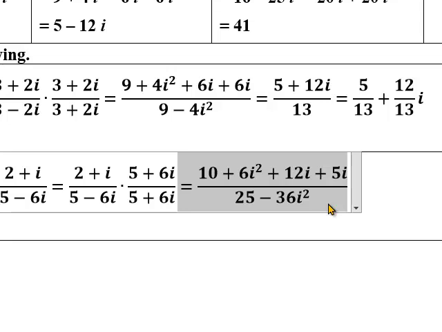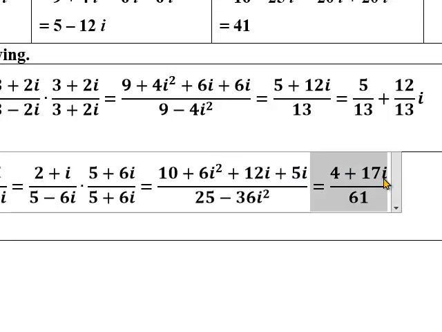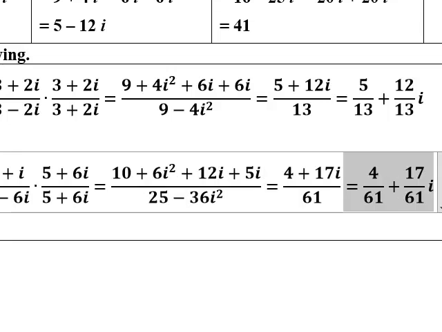And there it is. And you can see that in the numerator, we have the typical FOIL going on here. So 10 plus 6i squared plus 12i plus 5i, which is going to give us 10 minus 6 actually, which is 4, and then plus 17i, and in the denominator we're going to have 25 plus 36 actually, which is 61, and there it is. And then we separate the real from the imaginary part, so 4 over 61 plus 17 over 61i.